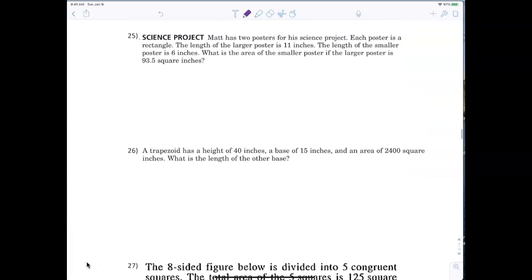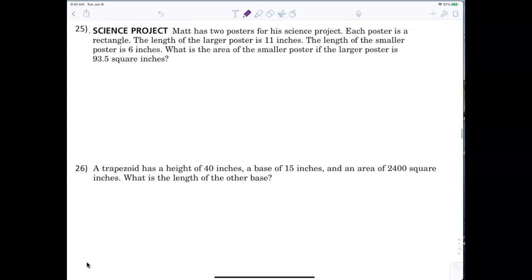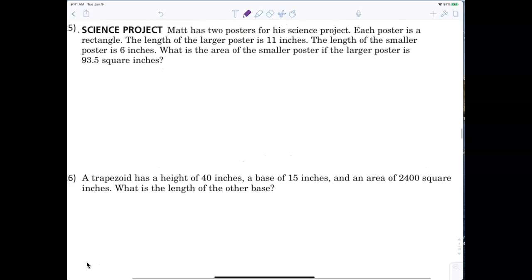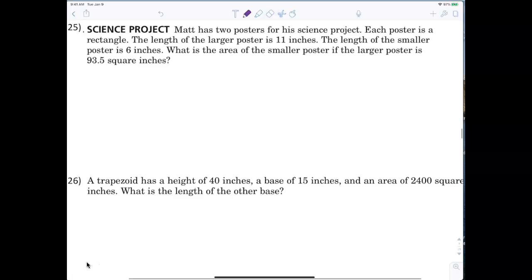All right, let's take a look at 24. Let's see if we remember how to do these now. Matt has 2 posters for a science project. Each poster is a rectangle. The length of the larger poster is 11 inches. The length of the smaller poster is 6 inches. What is the area of the smaller poster if the largest poster is 93.5 square inches? All right, let's go. This one should be no problem.